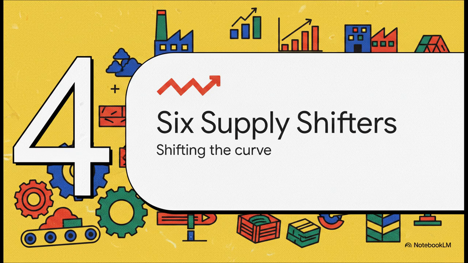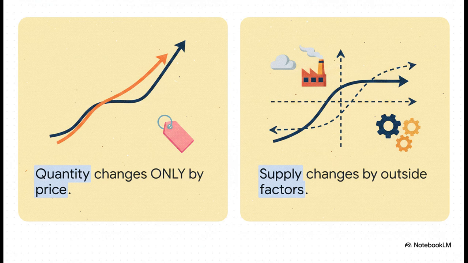Section 4, 6 major supply shifters. Let's talk about shifting the curve. Before we actually look at those shifters, we really need to make a vital distinction here. A change in quantity supplied is just a movement along the curve we already drew, and that is driven purely by a change in price. That's it. But a change in supply means the actual quantity supplied at every single price changes entirely because of outside factors. The whole curve literally shifts to a new position.